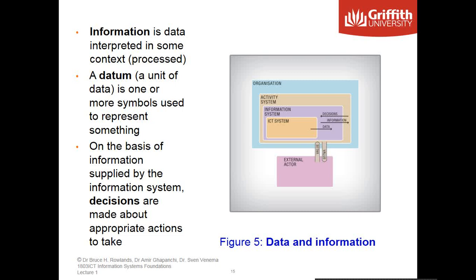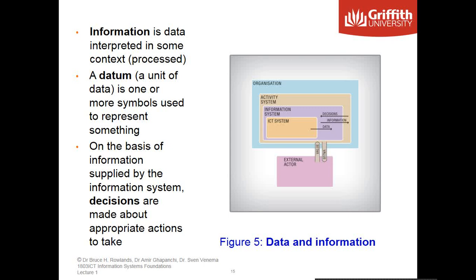So information is data interpreted in some context. A datum, or a unit of data, is one or more symbols or things that are used to represent something. An example of this is pretty formal kind of language, but if you're talking about the number 10, we have some symbols to represent that number, right? A 1 and a 0.